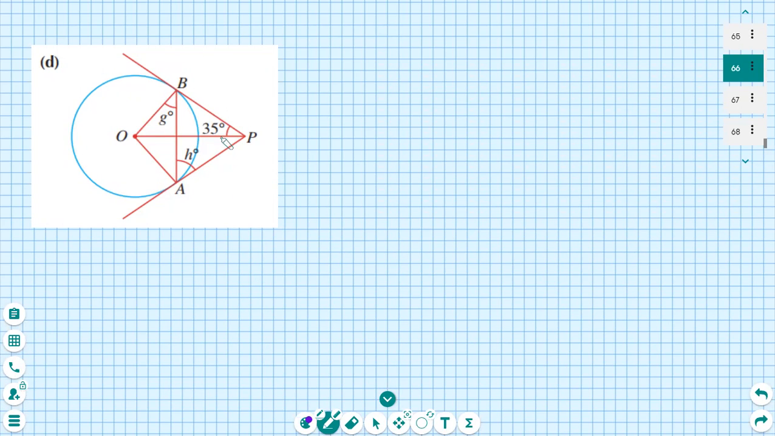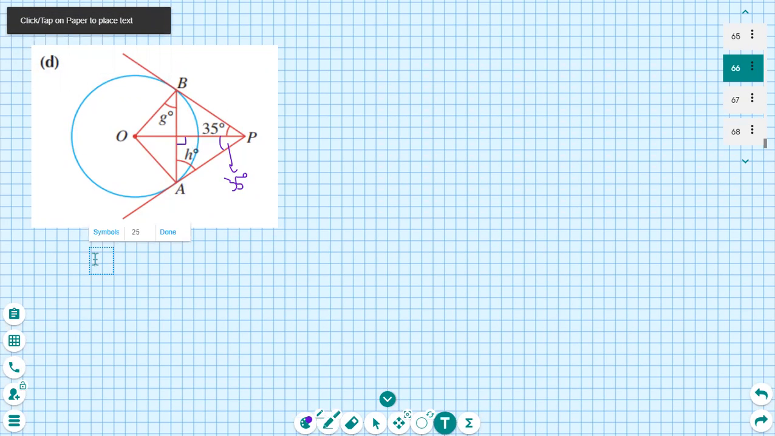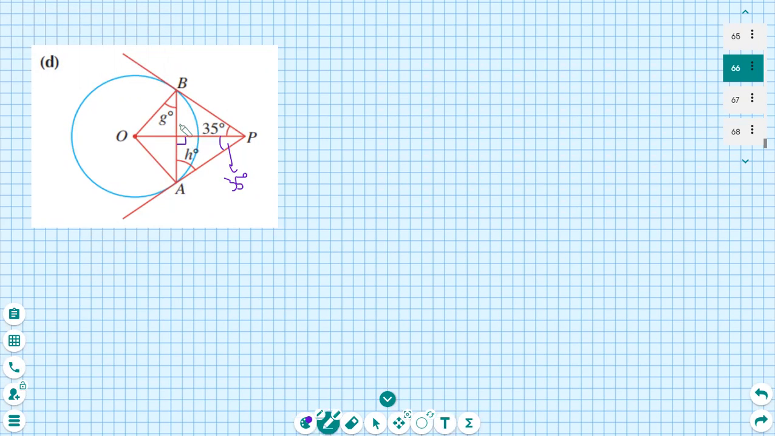So according to the third property, this angle should be equal to 35 degrees. Fourth property, and this angle is 90 degrees. So we can find the value H by applying the sum of angles property in a triangle. Suppose this point is X. I'm applying the sum of angles in triangle AXP.